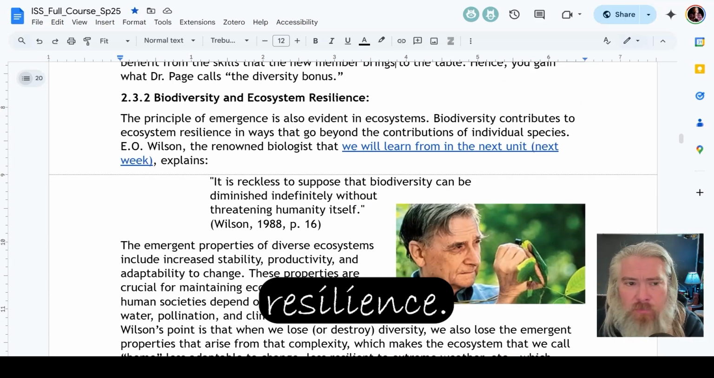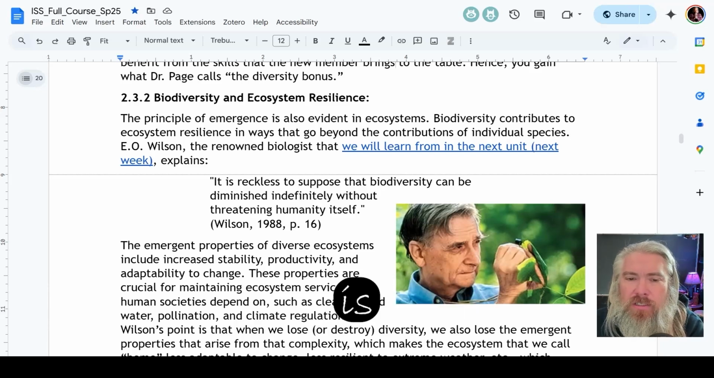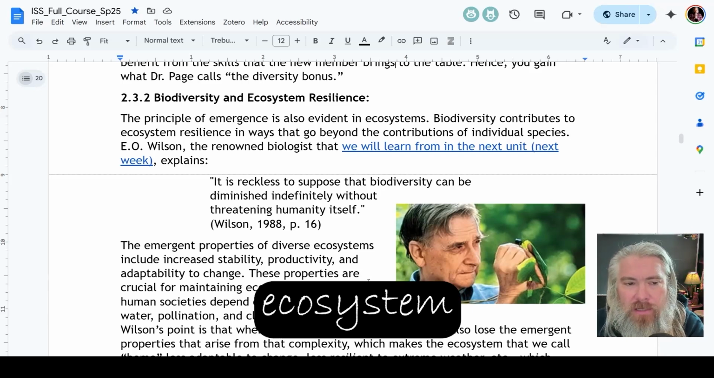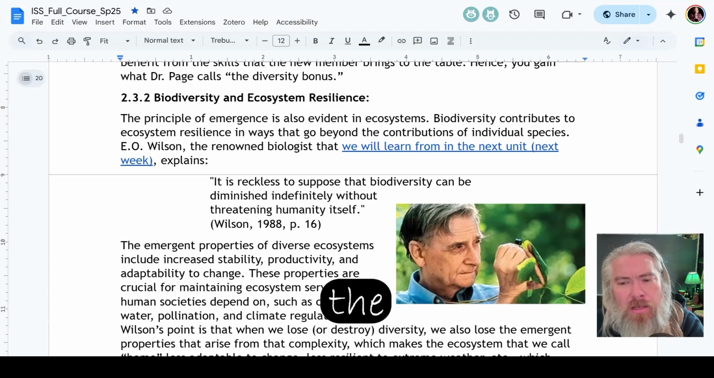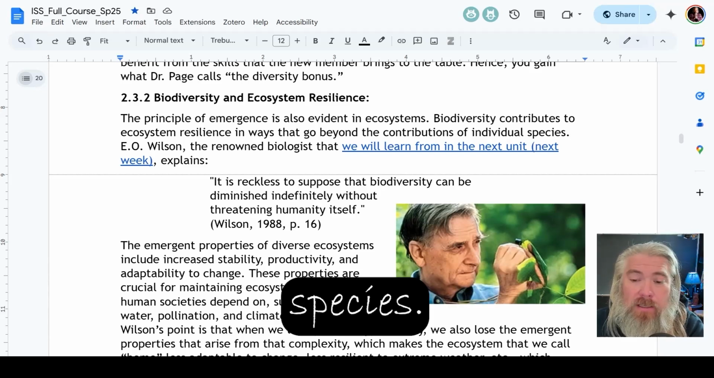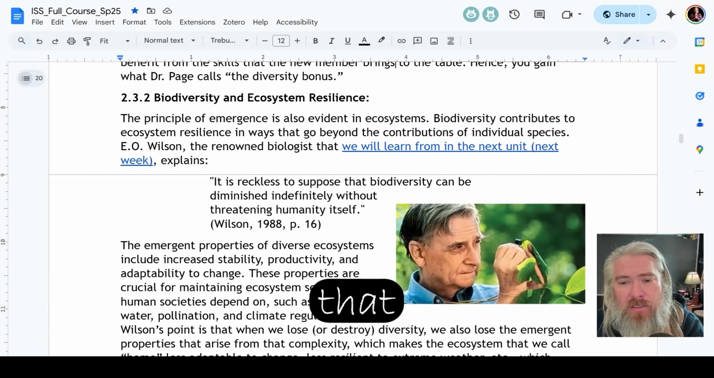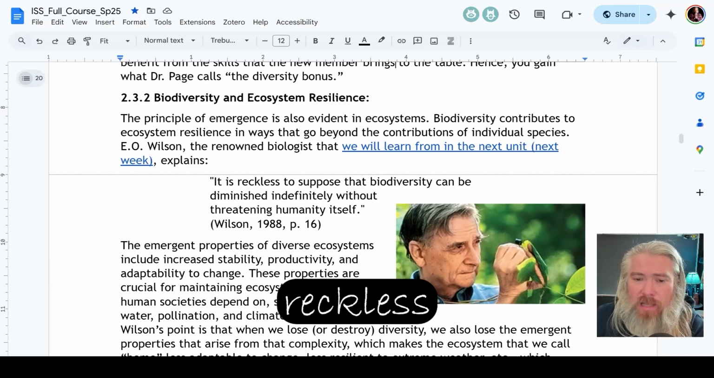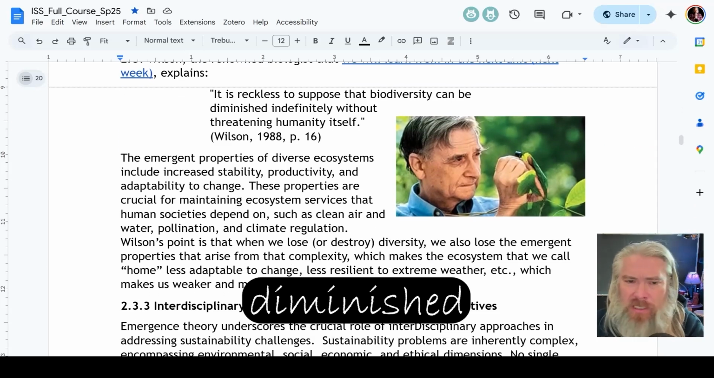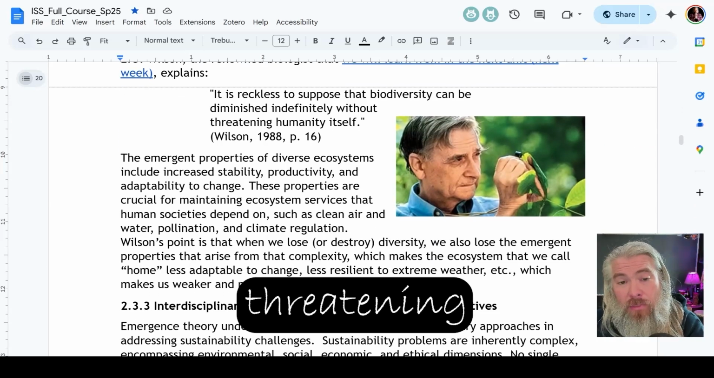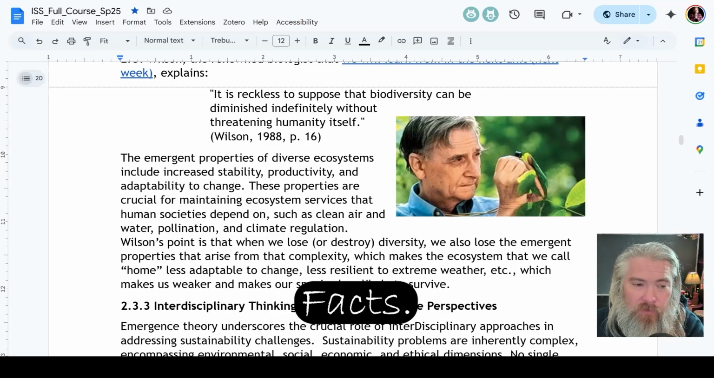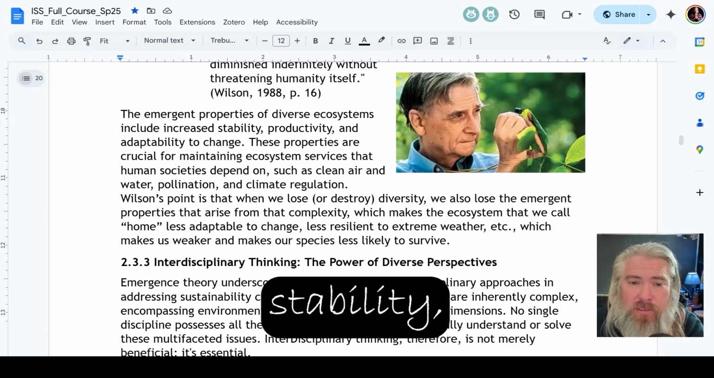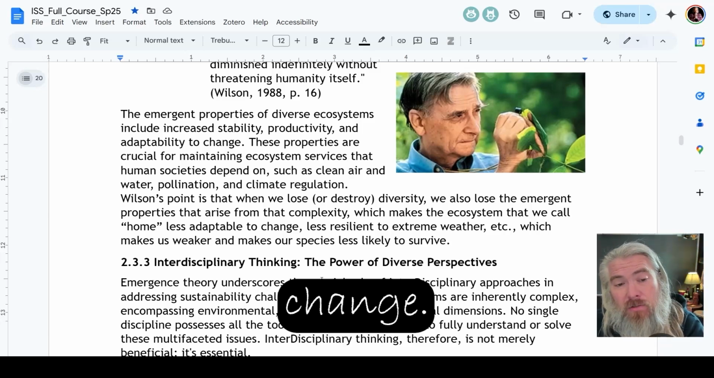Biodiversity and ecosystem resilience. But the principle of emergence is also evident in ecosystems. Biodiversity contributes to the ecosystem resilience in ways that go beyond the contributions of individual species. Edward O. Wilson, the renowned biologist that we will learn from in the next unit next week, explains, quote, "It is reckless to suppose that biodiversity can be diminished indefinitely without threatening humanity itself." The emergent properties of diverse ecosystems include increased stability, productivity, and adaptability to change.